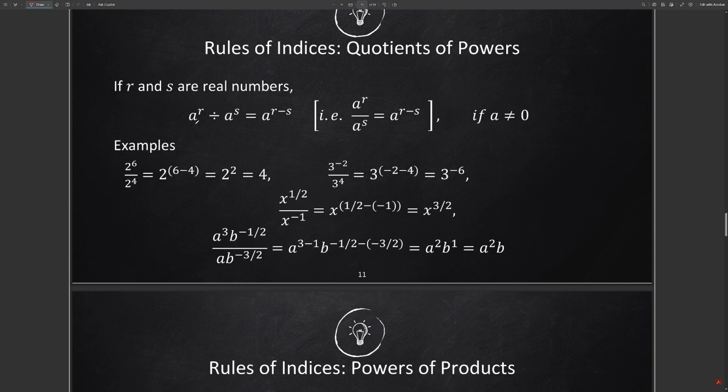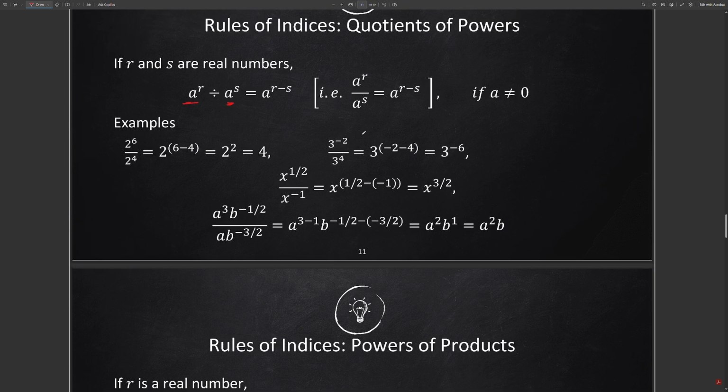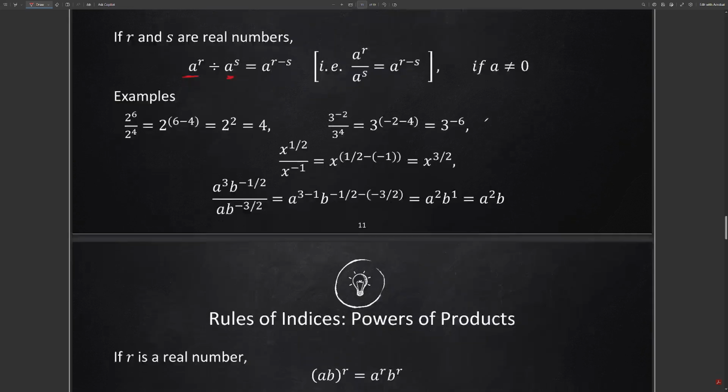Notice again, this a and this a must be the same. In other words, the bases must be the same. I make that point because when we have to solve for x, we can't have different bases. And all of these examples here are for you to look at. It's very straightforward. It just follows the same process as before in the other examples.